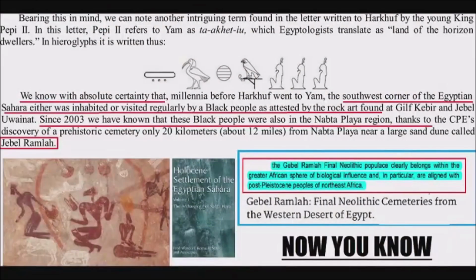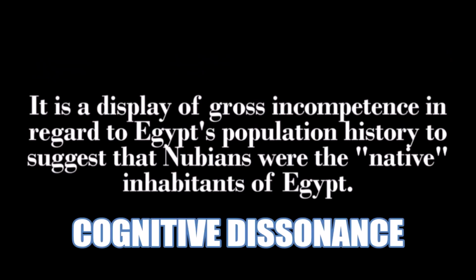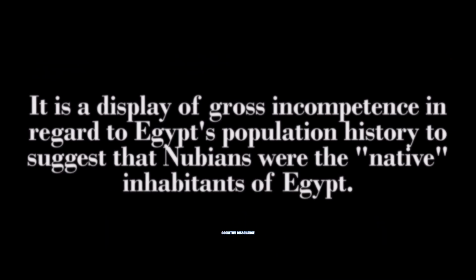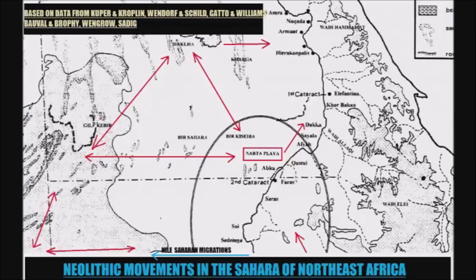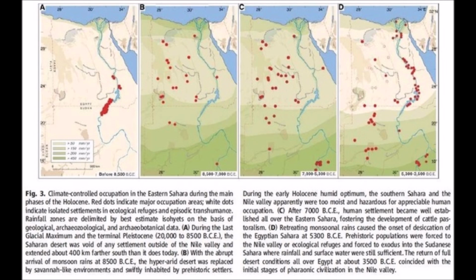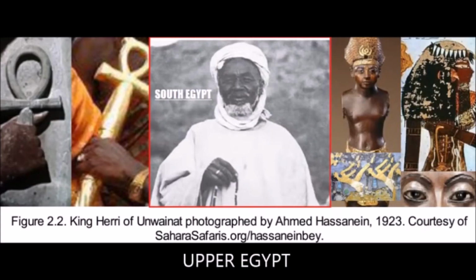Getting back to the Gilf Kebir and Nabta, here we see that the Gilf Kebir, Nabta, and Dakhla at different times were part of the Nubian group. And in particular, Nabta at the beginning of the Egyptian group was included in the Nubian group during the Naqada period. This is very important. Here we observe this map. Each of these arrows was the directions that people were moving in. They found evidences. There's an ancient trail leading all the way to Chad from southern Egypt. And also going east to west, there's another ancient trail going towards Nabta. Let's remember that these areas were green and these people were moving around back and forth in these areas.